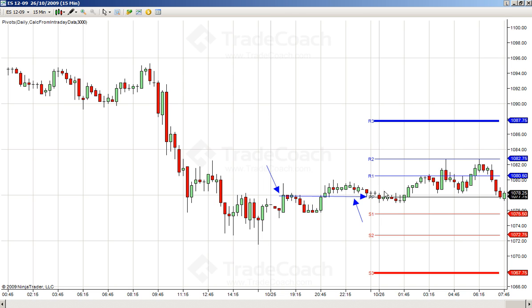And then you can see R1, R2, and then there's a big jump, isn't there, to R3. And then there's a big jump to S3. So that's interesting.